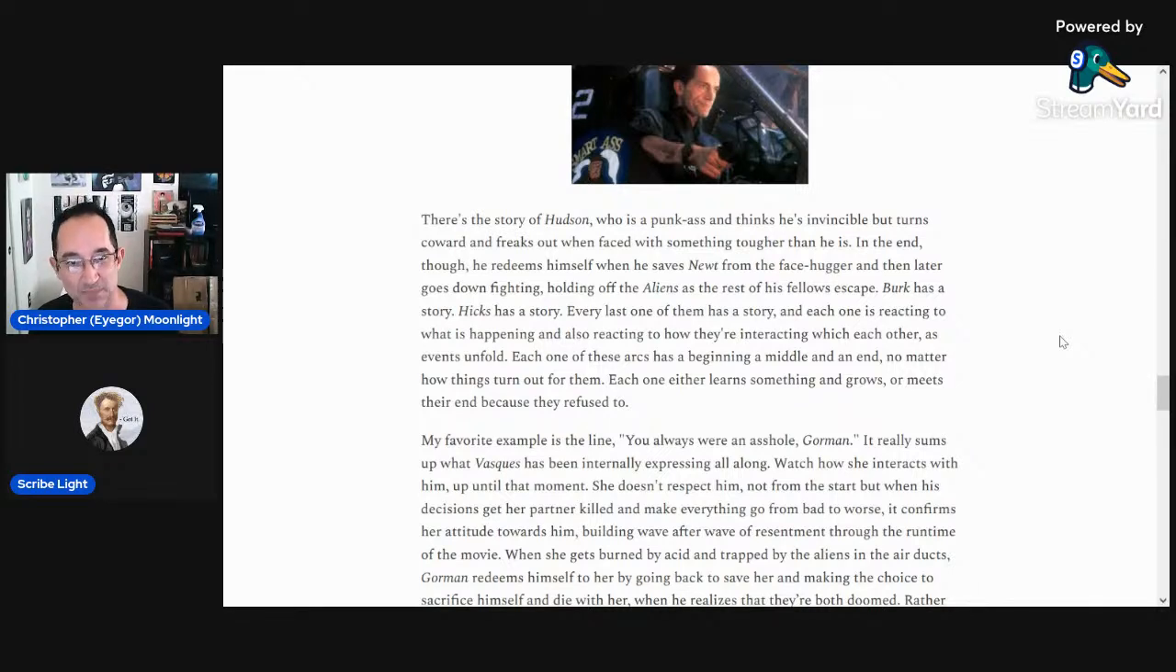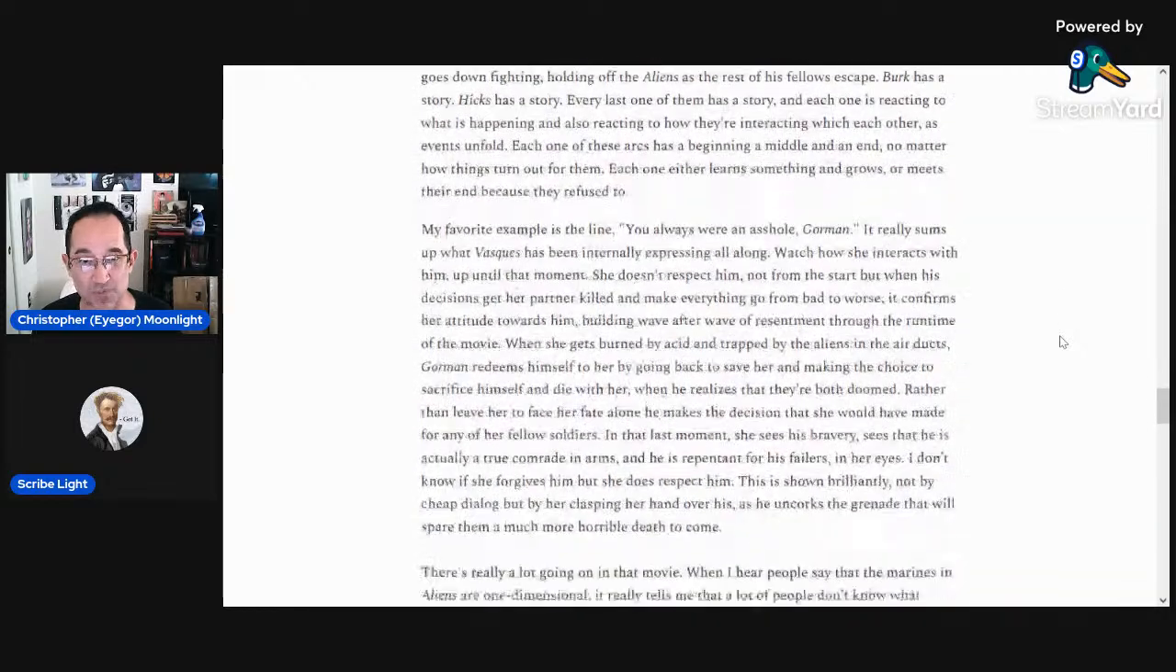Burke has a story. Hicks has a story. Every last one of them has a story, and each one is reacting to what is happening and also reacting to how they're interacting with each other as events unfold. Each one of these arcs has a beginning, a middle, and an end, no matter how things turn out for them. Each one either learns something and grows or meets their end because they refuse to.